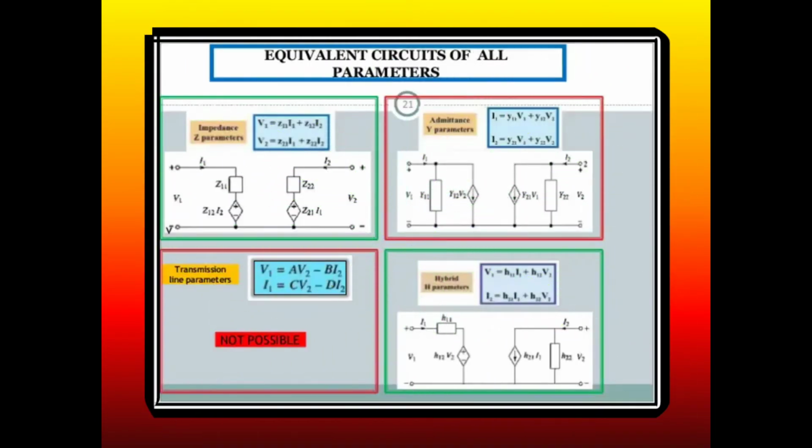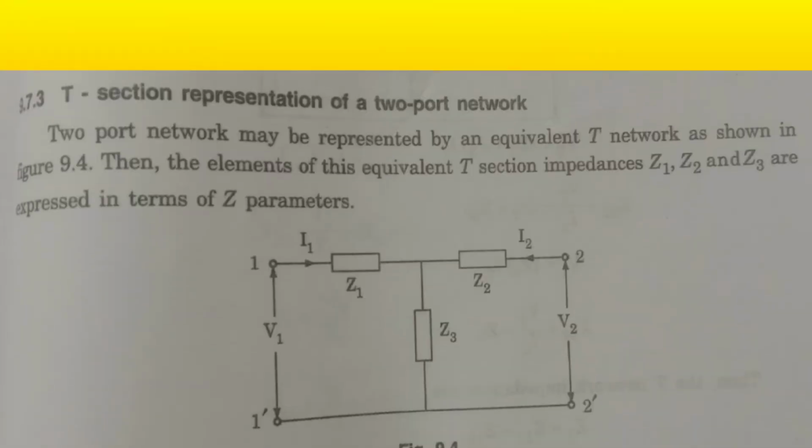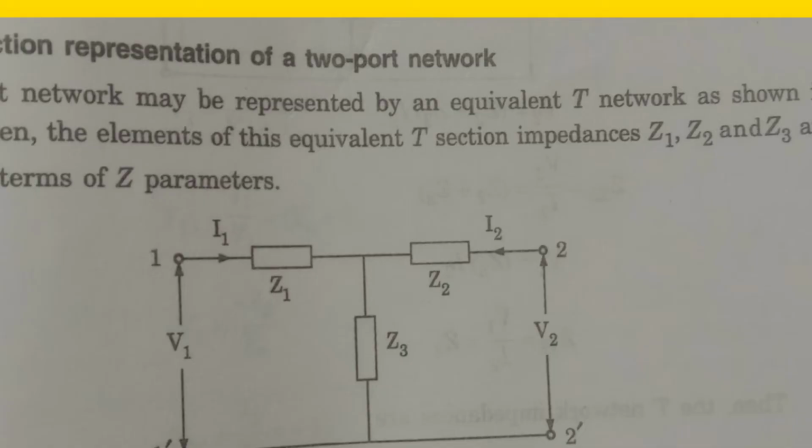So let me go for the T and pi networks. Here is the T section representation of a two-port network. Here we are going to represent a two-port network in terms of a T network. For the T section, the impedances are Z1, Z2 and Z3, and they appear in terms of Z parameters. We have taken Z1, Z2, Z3 as impedances.